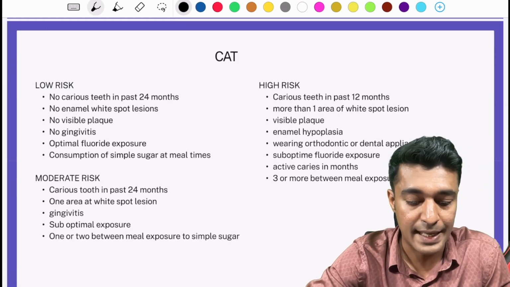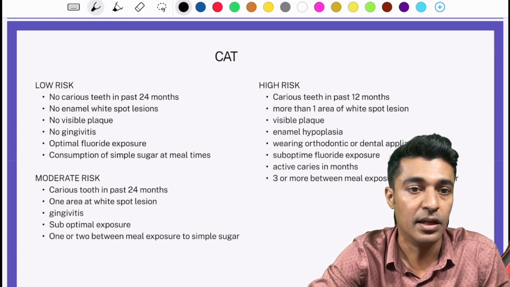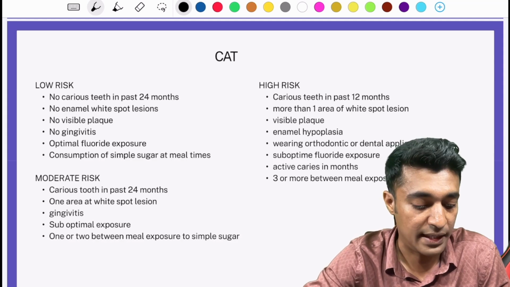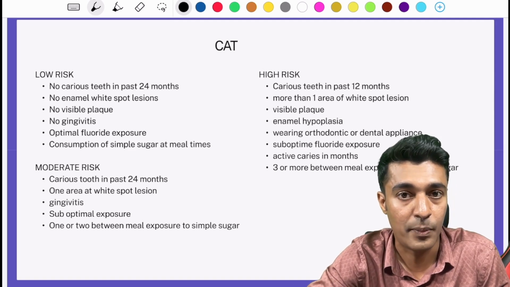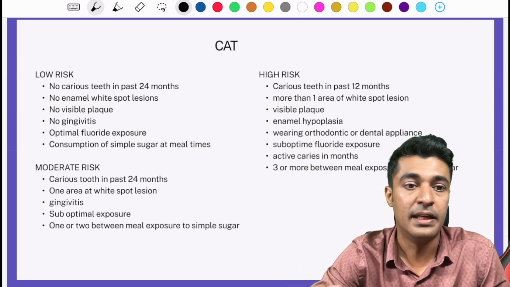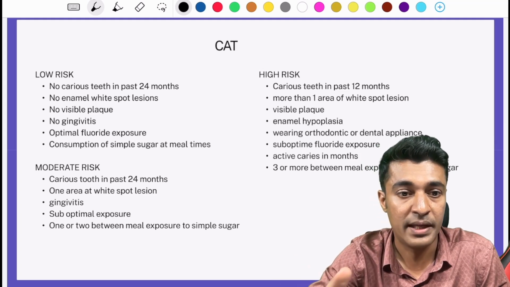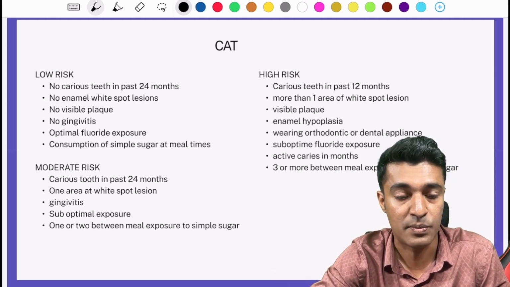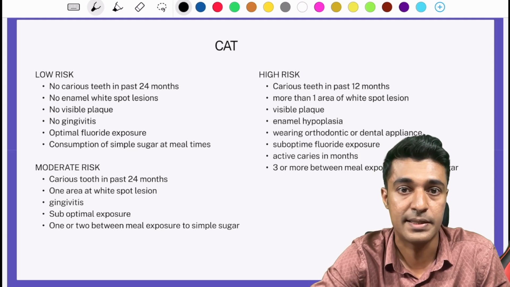So this is the caries activity test. This is classified into low risk, moderate risk, and high risk patients. We can say that the pediatric child has low caries risk when there is no caries in the past 24 months, no enamel white spot lesions, no visible plaque or gingivitis, and optimal fluoride exposure. We classify them as moderate risk when there is a carious tooth in the past 24 months, one area of white spot lesion, gingivitis, suboptimal fluoride exposure, and one or two between-meal sugar exposures.